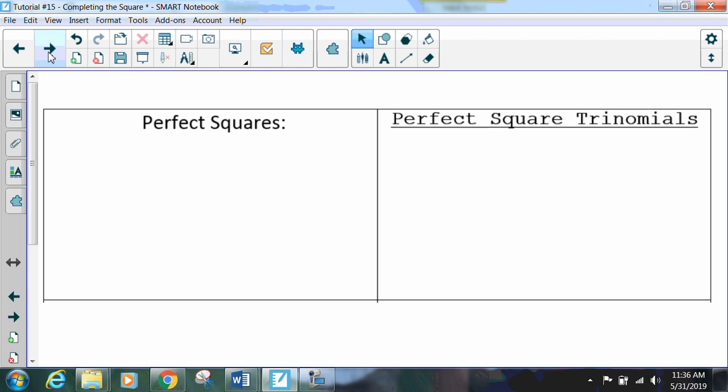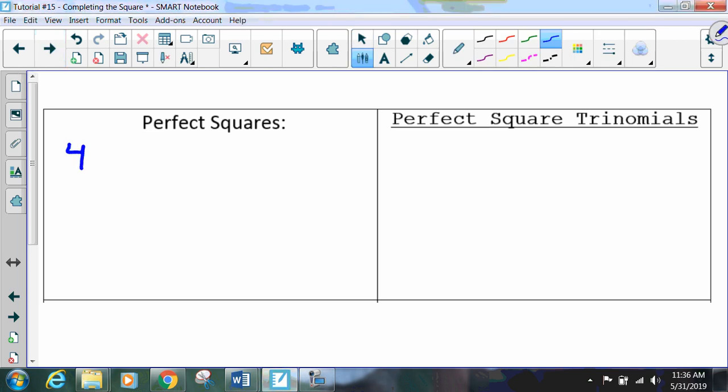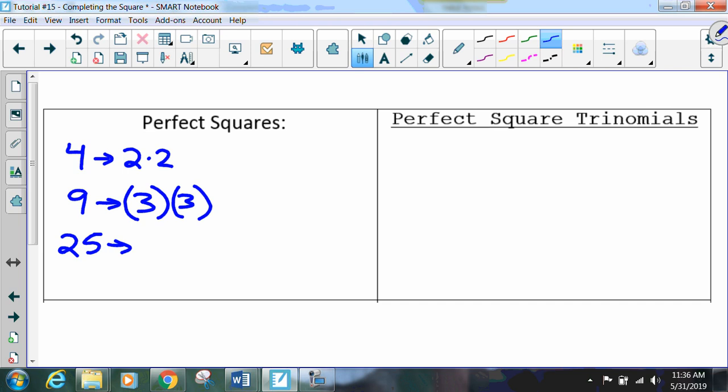Perfect squares, I'm talking about numbers like 4, right? 4 is a perfect square, and the cool thing about 4, it can be represented by something times itself. 2 times 2, and that's what makes 4 a perfect square. What's the next perfect square you can think of? That's right, 9, right? Because 9 is the same thing as 3 times 3. We can write it with parentheses instead of the dot, right? And then we know 25, et cetera, et cetera. All of these are called perfect squares because they're equal to a number times itself.